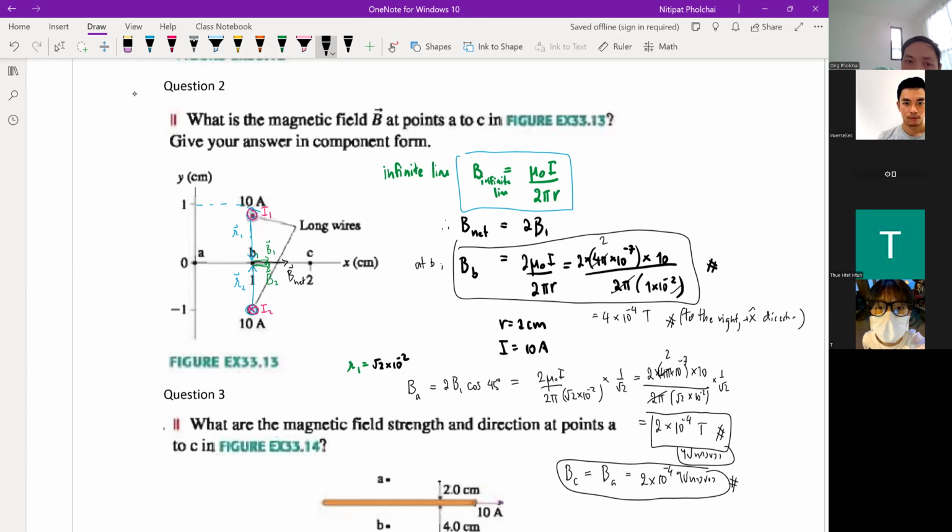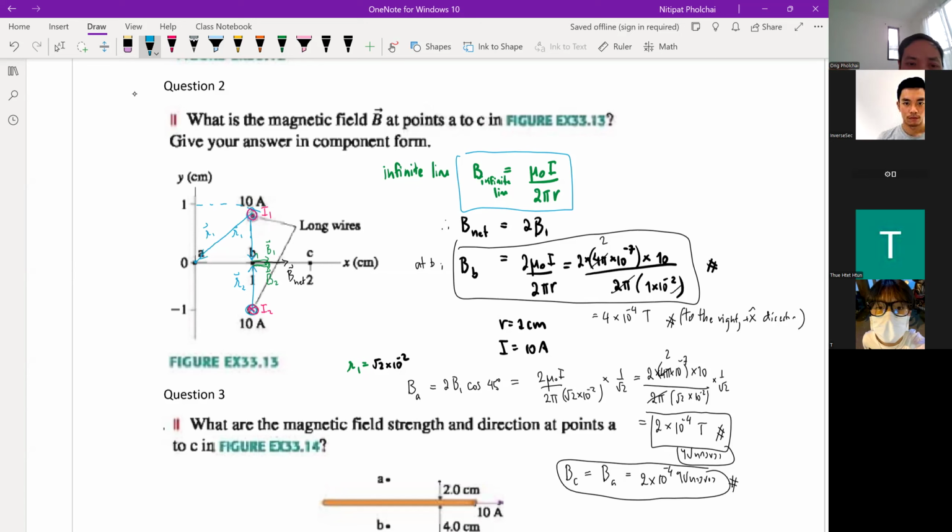Okay, now we can try to calculate the magnetic field at points C and A. We kind of know that it should be a bit smaller because it's a bit further away from the source, right? But let's try it practically. So let's say I want to find B1 again at point A. I'm going to draw R1 this way. It's going to be my R1 now.